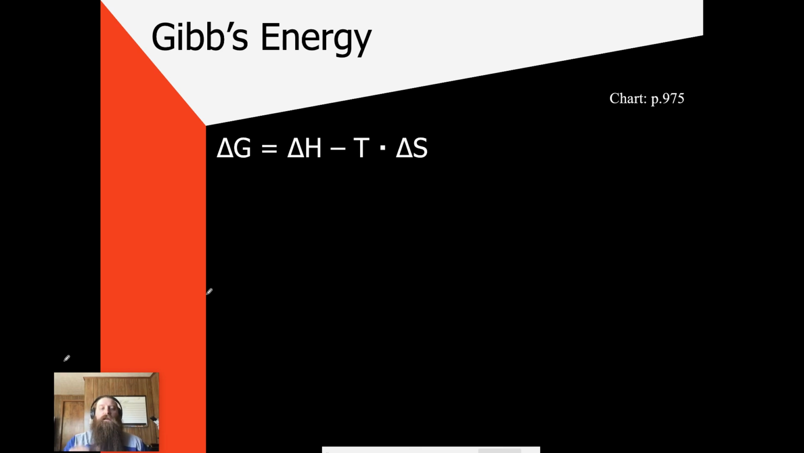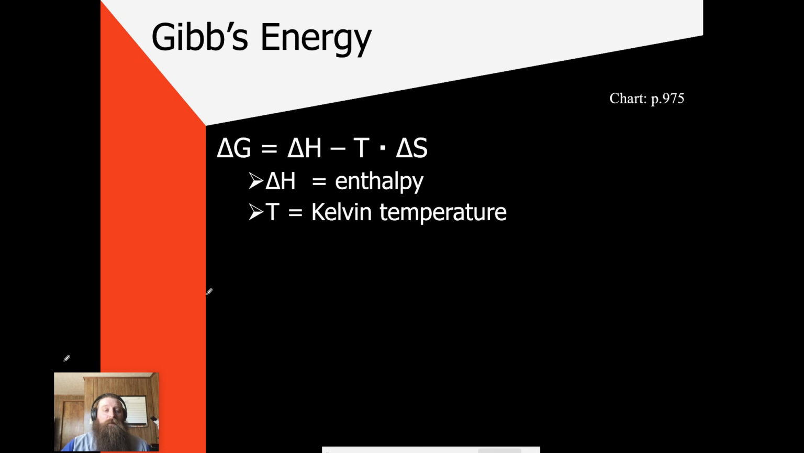So that brings us to Gibbs free energy. Gibbs takes enthalpy and temperature and entropy, and puts them all together to give us Gibbs free energy. And in case you're wondering, Gibbs' first name is Josiah, and his middle name is Willard. Josiah Willard Gibbs, and he named Gibbs free energy after himself. Smart guy. So delta H is enthalpy, T is the temperature in Kelvin, and S is entropy.